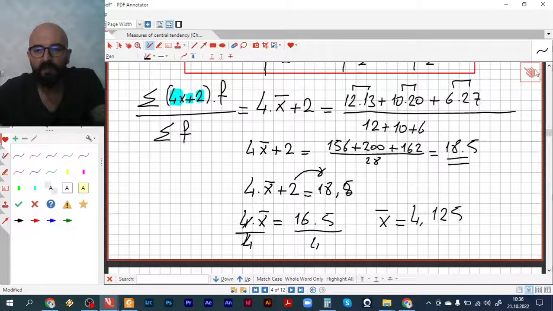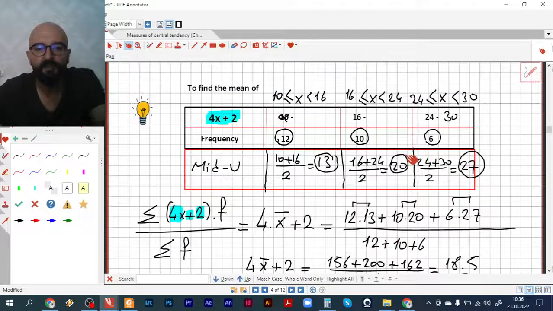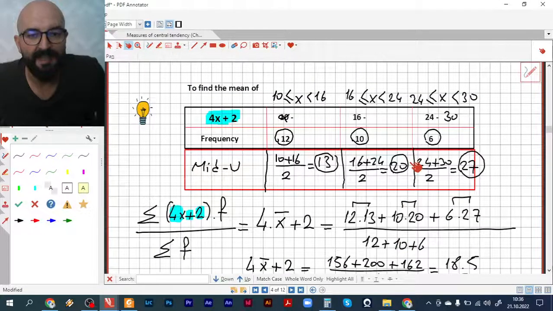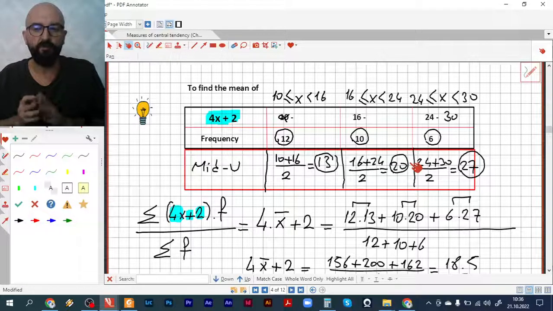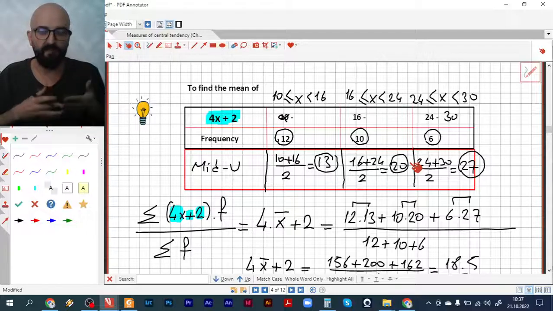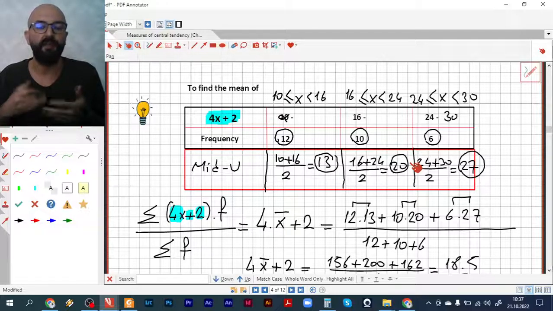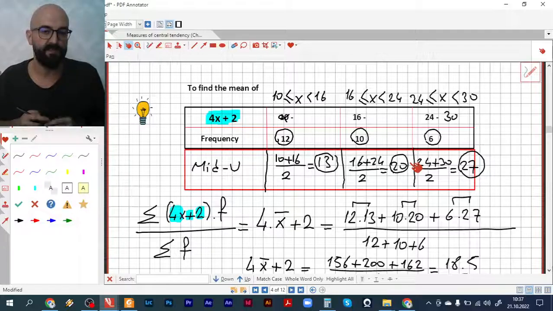Okay, now we learned in this lesson using sigma differently, and we learned computing the mean according to different sigma processes.